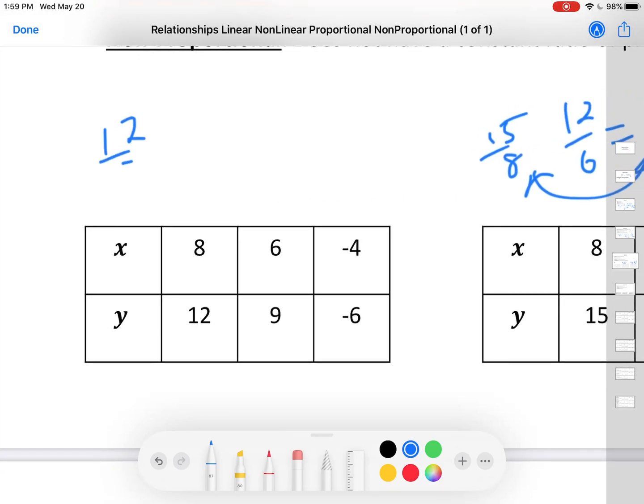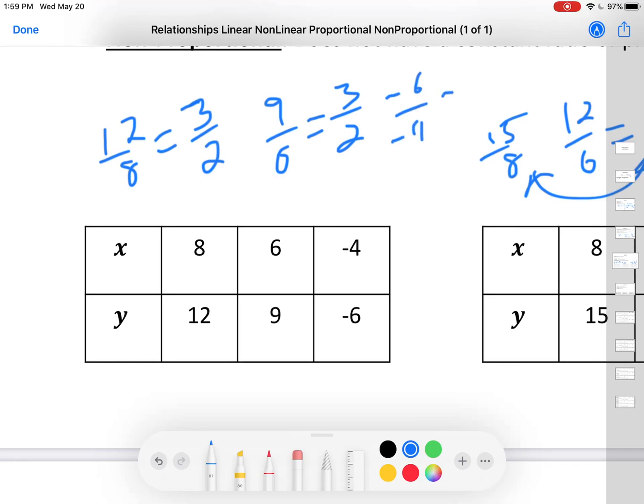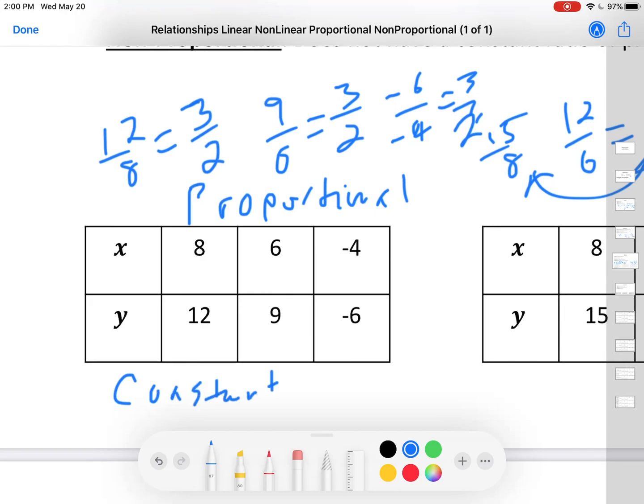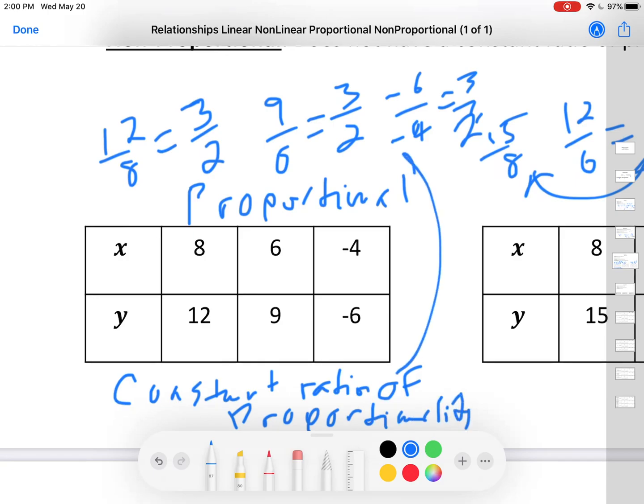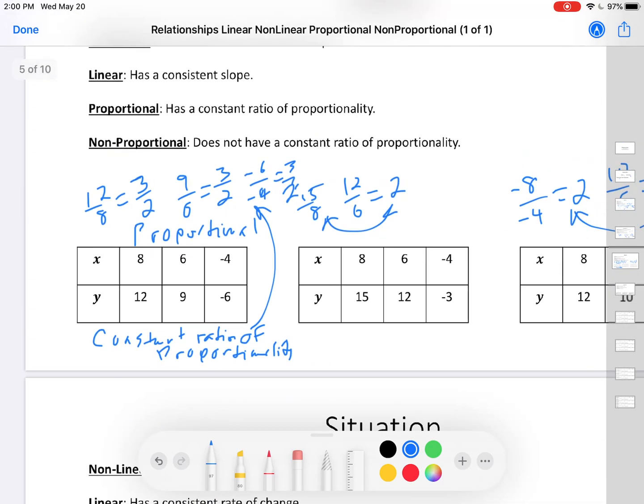Let's try this one. 12 over 8 simplifies to 3 over 2. 9 over 6 simplifies to 3 over 2. Negative 6 over negative 4 simplifies to 3 over 2. This is proportional. And why is it proportional? Because it has a constant ratio of proportionality. And the proof of that is right up here, where they all simplify to 3 over 2.